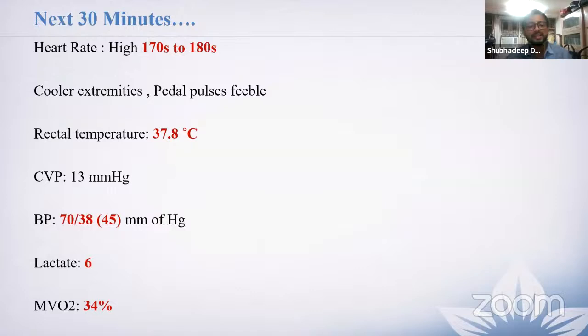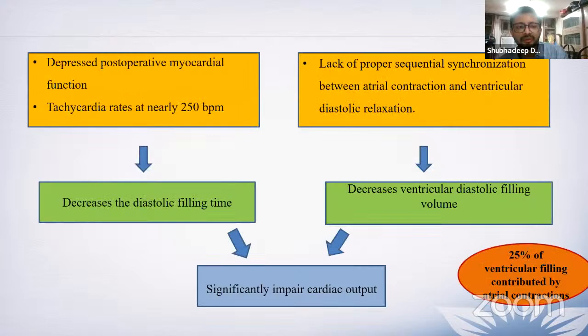In the next 30 minutes, the heart rate went up even higher. Now the patient was having features of a low cardiac output state. That is, the patient had cooler extremities, pedal pulses were feeble. The rectal temperature was 37.8, CVP was 13, the MAP was dropping, the lactate was going up, mixed venous was coming down. So JET is a very serious rhythm. We have to treat aggressively.